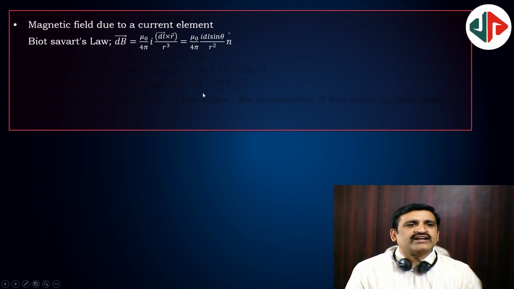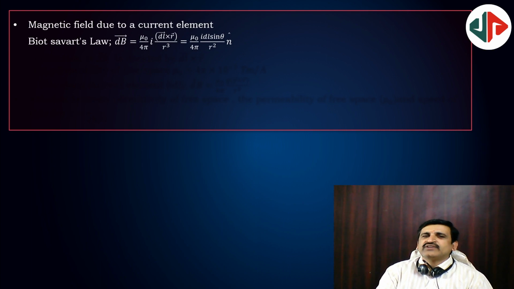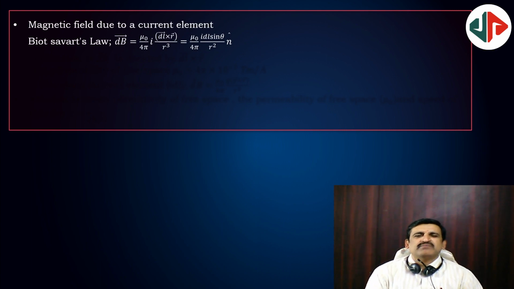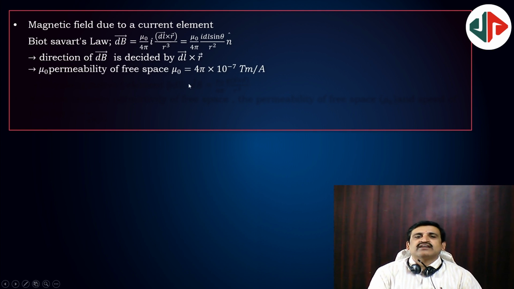Magnetic field due to a current element using Biot-Savart's law is mu naught by 4 pi, I into dl bar cross r bar by r cube. Many years they asked this vector form in competitive examinations. Equivalently, mu naught by 4 pi, I dl sin theta by r square, into n cap. The direction of dB bar is given by dl bar cross r bar, which you can find using the right hand thumb rule. Mu naught is the permeability of free space, whose value is 4 pi into 10 power minus 7 Henry per meter.